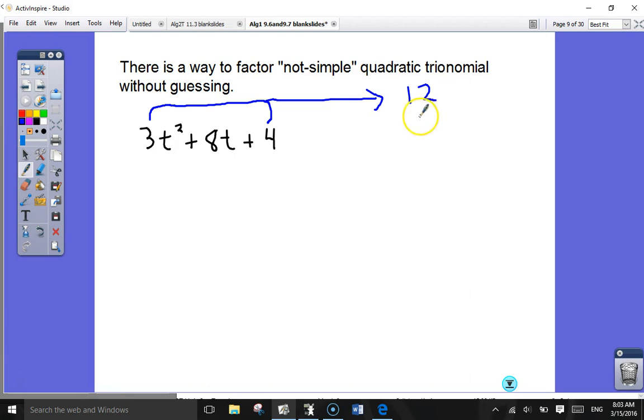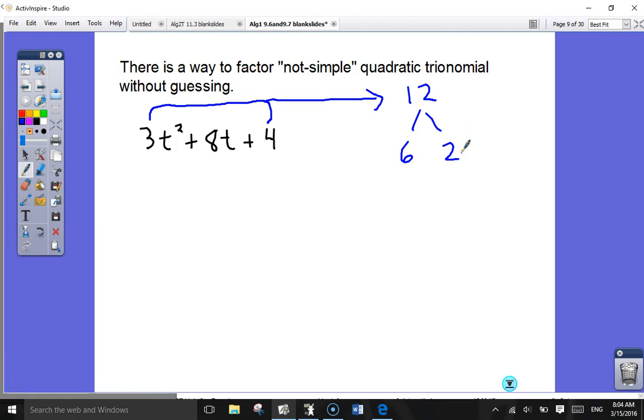6 and 2. Okay. Now, I'm just going to write them down. Could it be -6 and -2? No. Why not? Oh yeah, it could actually. I mean, it could, but is it for this problem? Because it's a positive 8t, it's got to be positive. Okay, so it's 6 and 2.